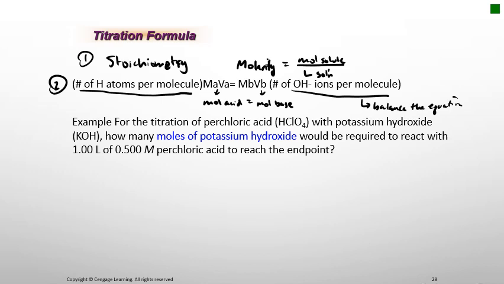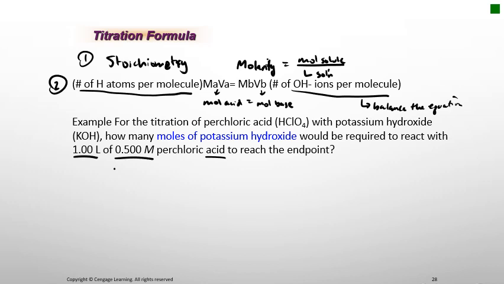So we're going to start this first problem off. It says for the titration of perchloric acid, HClO4, with potassium hydroxide, KOH, how many moles of potassium hydroxide will be required to react with 1 liter of 0.5 molar perchloric acid to reach the end point? So as we begin this process, the first thing we have to notice is I have a volume and a molarity for the acid. I'm not given anything for the base, so this is not a standard titration type of problem. It's just asking us to figure out how many moles would be required.